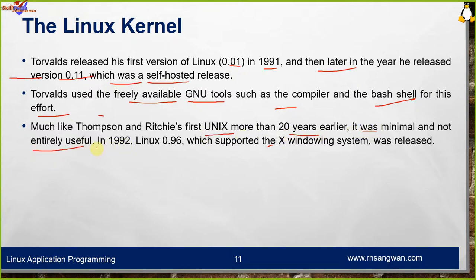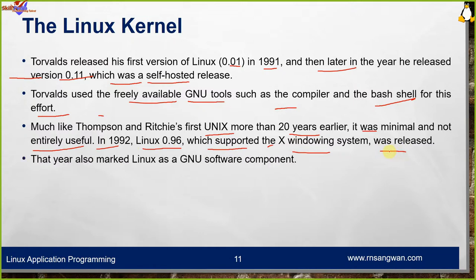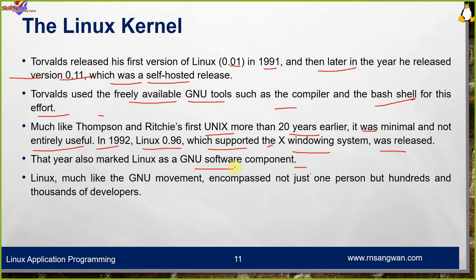In 1992, Linux 0.96, which supported the X Windows system, was released. That year also marked Linux as a GNU software component. Linux, much like the GNU movement, encompassed not just one person, but hundreds and thousands of developers.